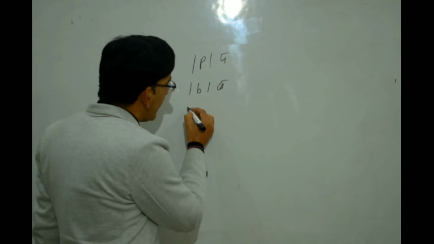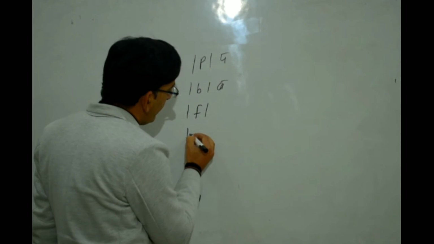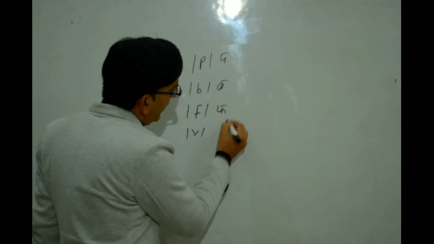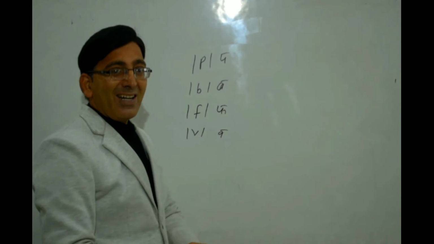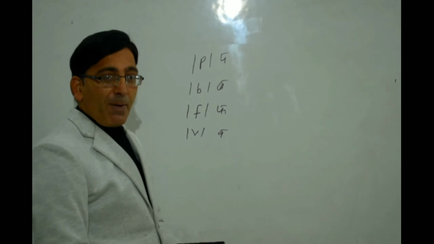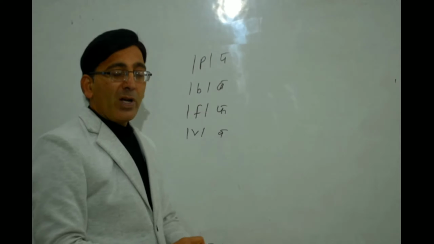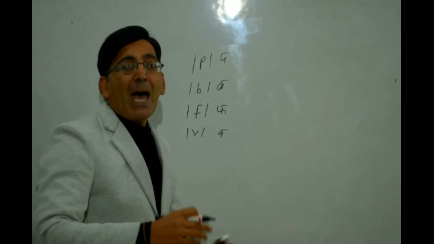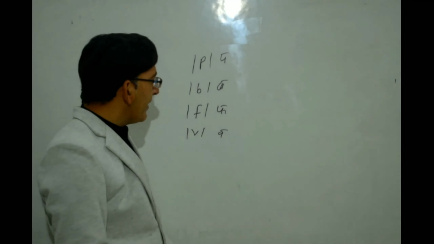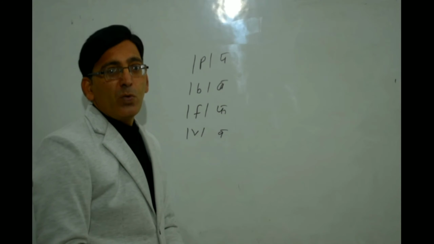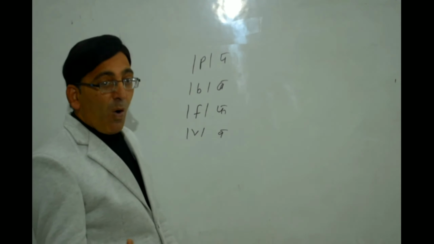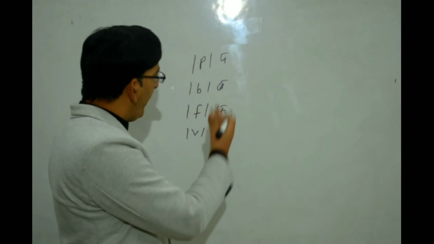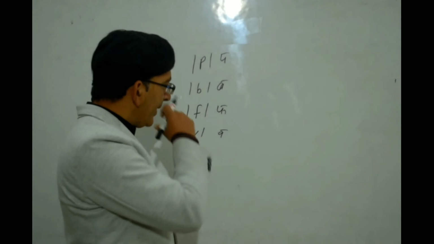Next is fa-va. They are similar to the English alphabet. The f sound corresponds to a capital F, and the v sound corresponds to a small v. They are so simple to remember.